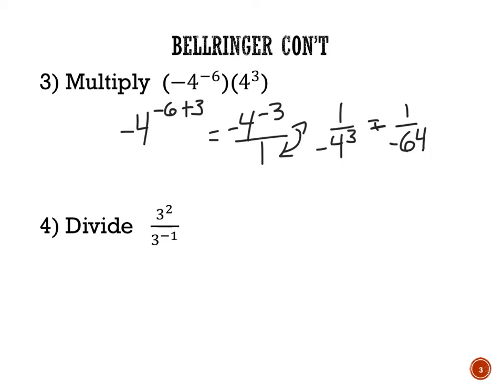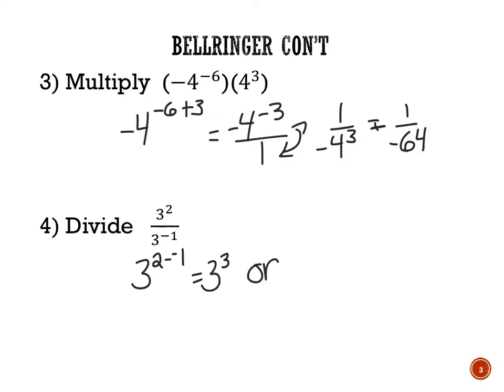Number 4, 3 squared divided by 3 to the negative 1. First thing you want to do, you can subtract. You can leave them just like it is. And you can do 2 minus negative 1, which gives you 3. So keep your base and you subtract your exponents. So 2 minus negative 1 equals 3 to the third.